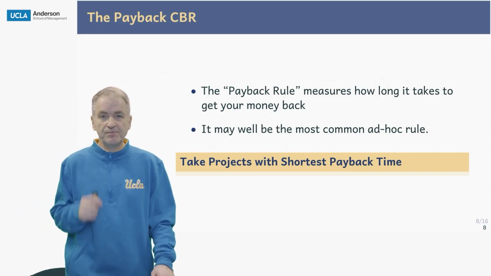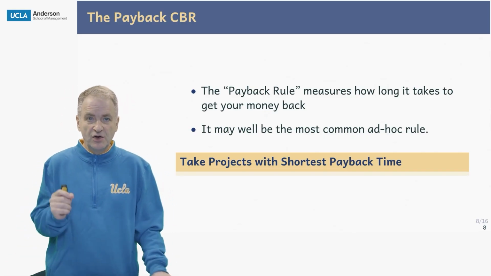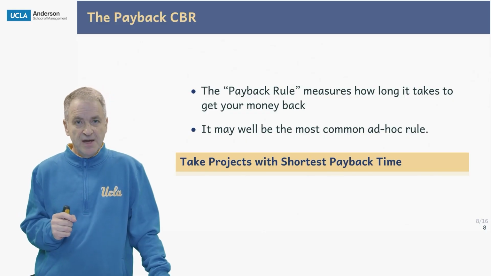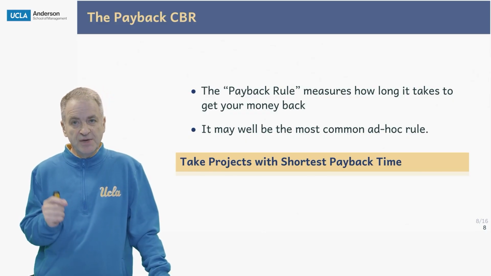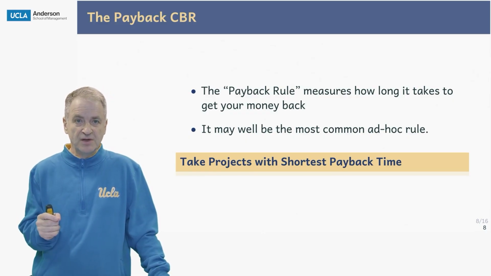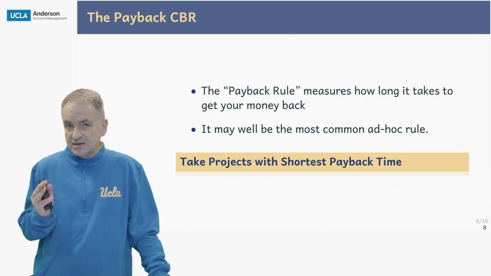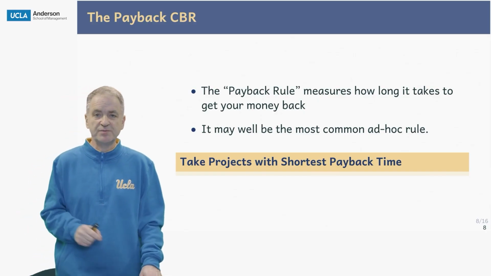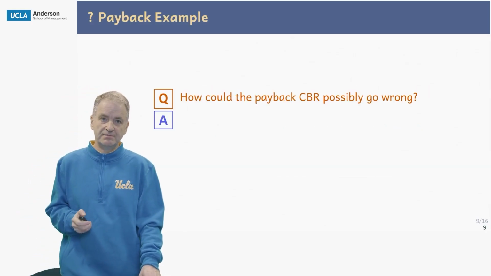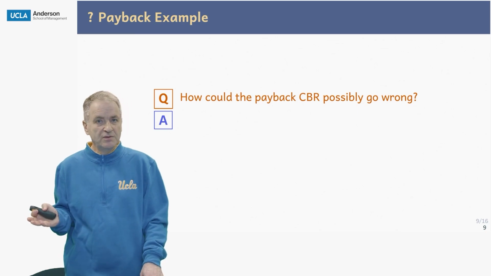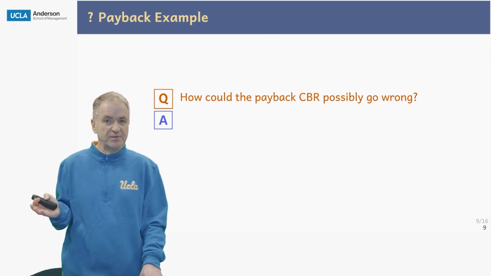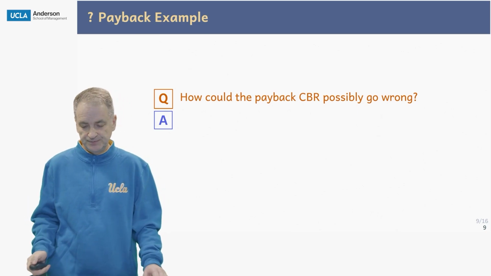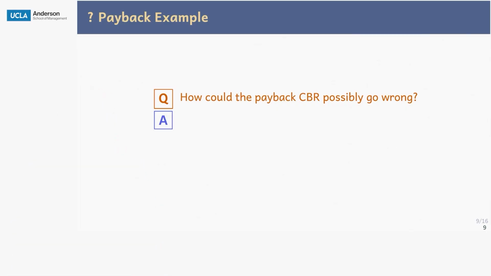Here's another one. The payback rule measures how long it takes to get your money back. It may well be the most common ad hoc rule that is around, and it simply says, take projects that have the shortest payback time. How could the payback rule possibly go wrong? Please pause this video now, answer the question on a piece of paper, and then continue.